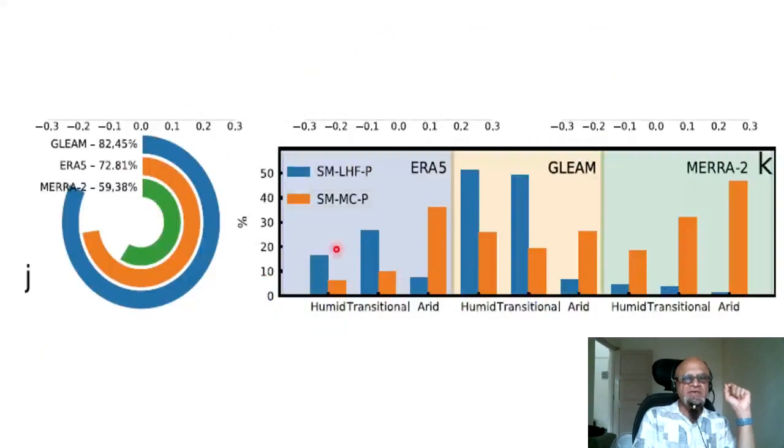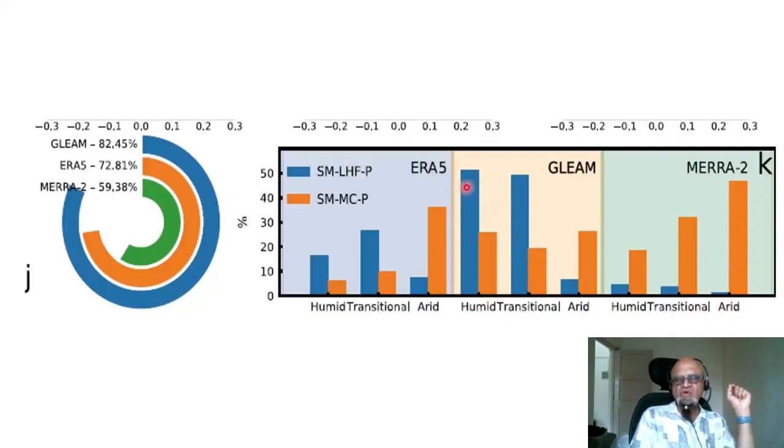So they look at the percentage or fraction of areas in the humid, transitional and arid regions in three products for the soil moisture, latent heat flux, precipitation feedback, and for the soil moisture, moisture convergence, precipitation feedback. The main point I would make is that ERA5 shows a huge moisture convergence feedback in arid regions, and exactly the opposite in GLEAM, but much more amplified in MERRA-2.